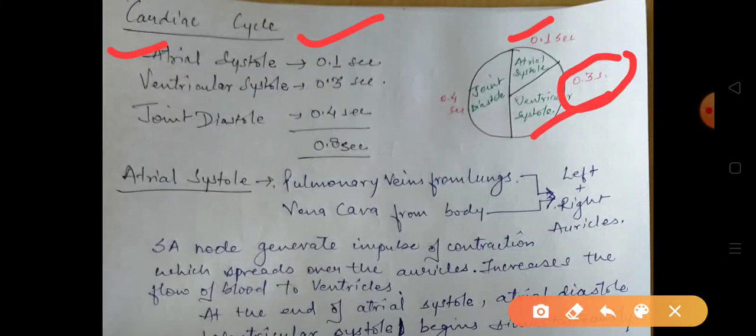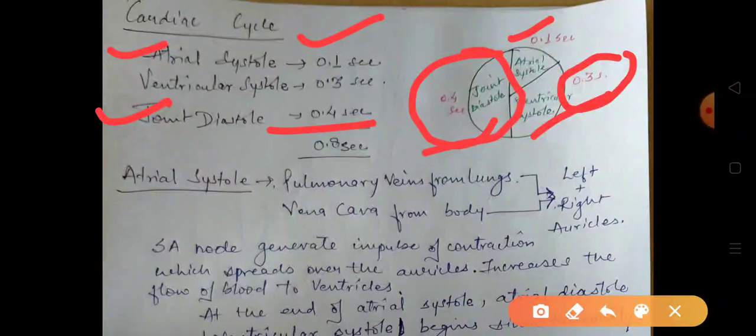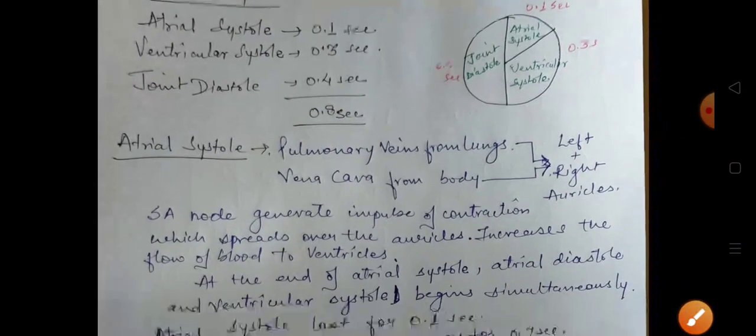Now the ventricles start contracting and the contraction of the ventricle or ventricular systole lasts for about 0.3 seconds. When the ventricles have contracted, earlier auricles have contracted, now these two are relaxing. So relaxation period for both auricle and ventricle is 0.4 seconds. So we call it joint diastole because both auricles and ventricles are undergoing relaxation, the diastolic phase. So now we'll discuss the cardiac cycle in detail.